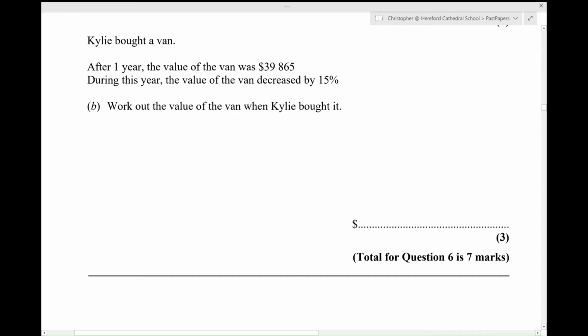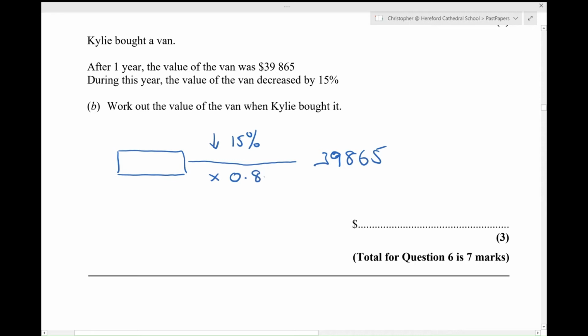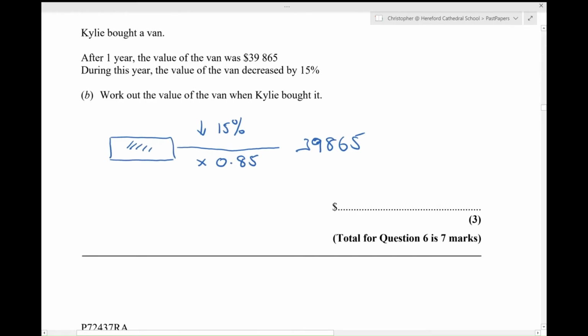Question 6b is another percentage question. So Kylie bought a van. I don't know what she bought it for. Let's put that here. After a year, the value of the van has changed, and now the van is worth £39,865. During the year, the value of the van decreased by 15%. To decrease something by 15%, I multiply it by 0.85, so that's my multiplier. If I were going forwards from the beginning to the end, I'd multiply it by 0.85. In this case, I'm told the value of the van after the decrease, so I need to go backwards.